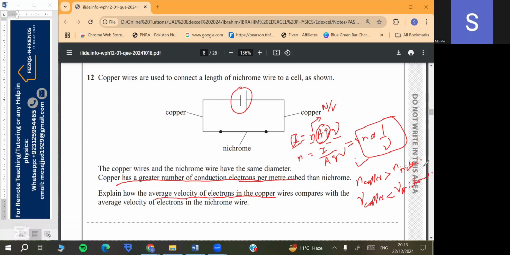So what are you going to write? You will write first of all I equals NAQV, then you will write N is inversely proportional to V, then you will write since N of copper, which is the number of electrons per cubic meter, is greater than N of nichrome. Therefore, the third point, therefore, the speed in copper will be less because speed and number of electrons per unit volume are inversely proportional to each other. Okay. So this is the answer to question number 12.